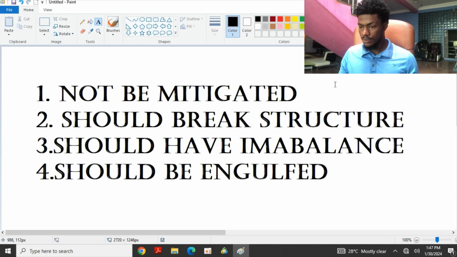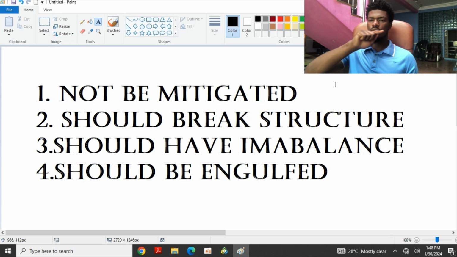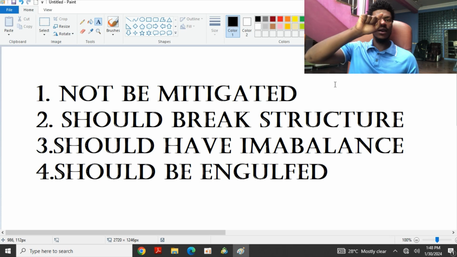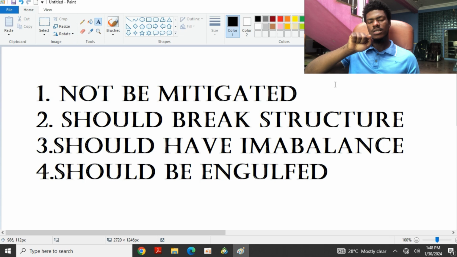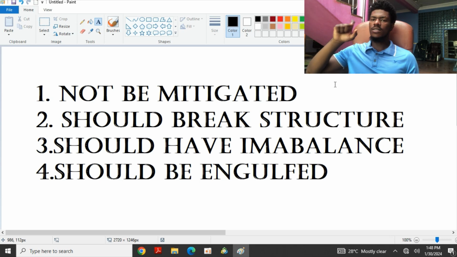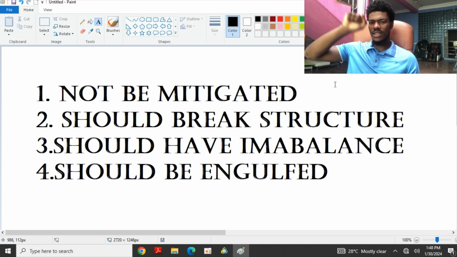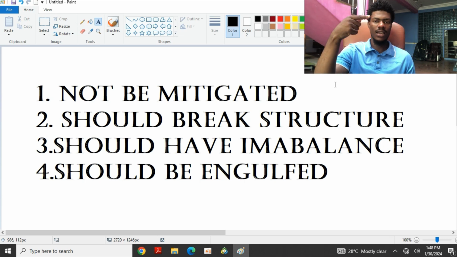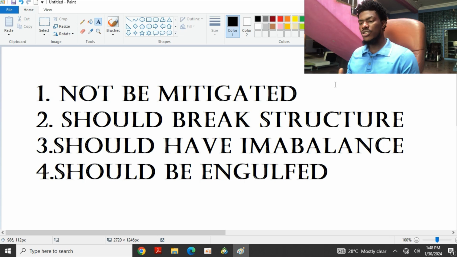Number two, it should break structure. I'll give a chart example of what I mean, but I just want to scratch the surface first about these four properties. What do I mean by it should break structure? You know what we call our higher high and our higher low. This is our higher high, this is our higher low. When price breaks past the last higher high and you're marking your order block at this place, make sure that the new swing forming has broken past the last higher high. I'll give the example, but make sure it breaks structure.